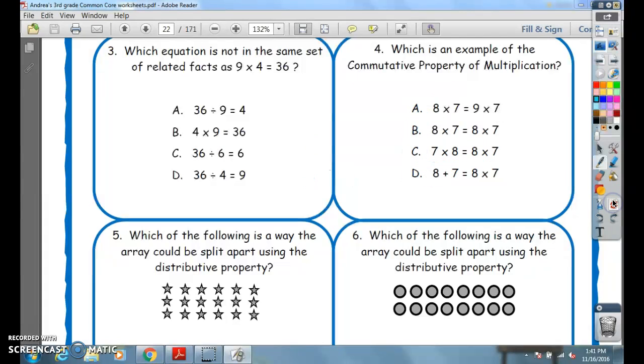Excellent. And then next I will stop the video and restart and talk about distributive property, the most difficult property, I believe. Excellent.